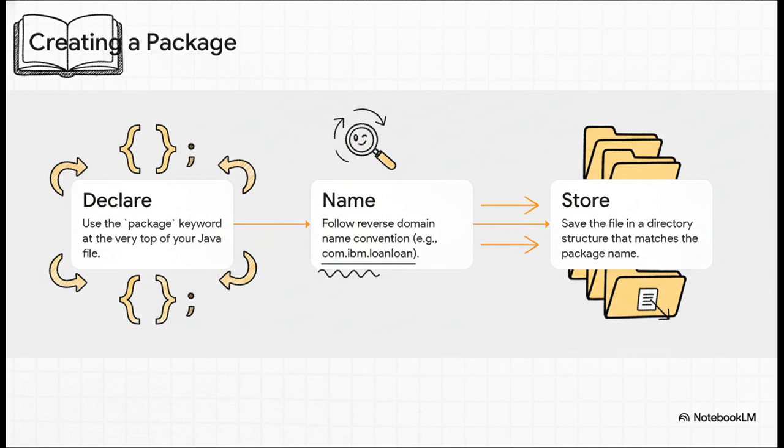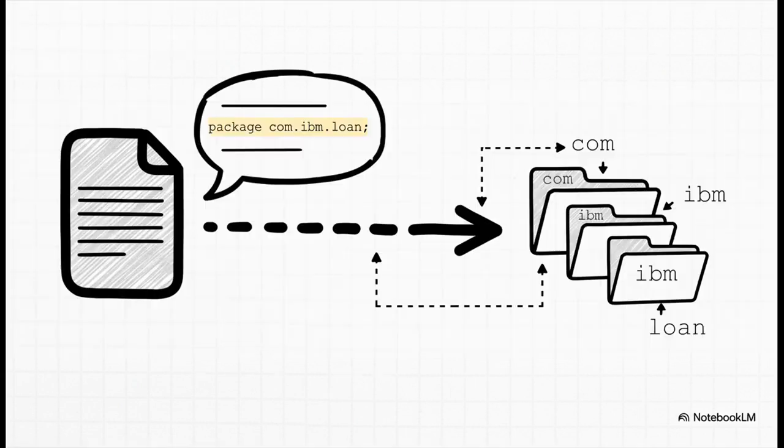And creating one is actually pretty simple. It's just a three-step process. First, you declare it using the package keyword. And listen, this has to be the very first line of code in your file. No exceptions. Second, you give it a unique name. The standard way is to use a reverse domain name, like com.yourproject.utils. And third, and this is super important, you have to save that file in a folder structure that exactly matches the package name. And this is the part that often trips people up.